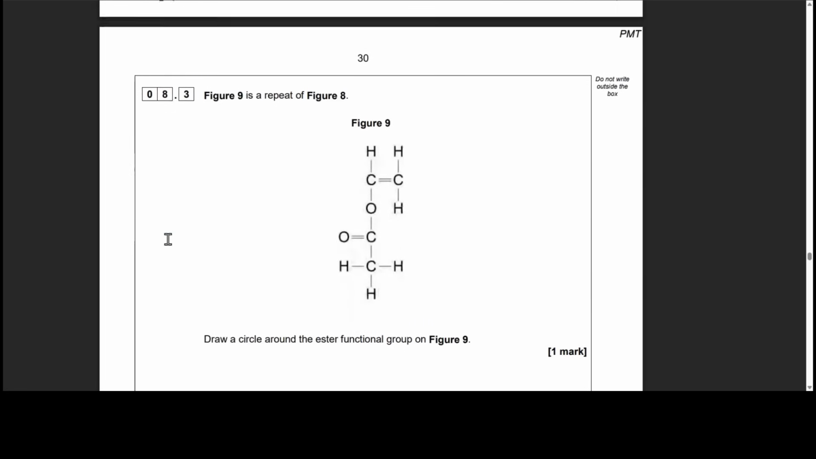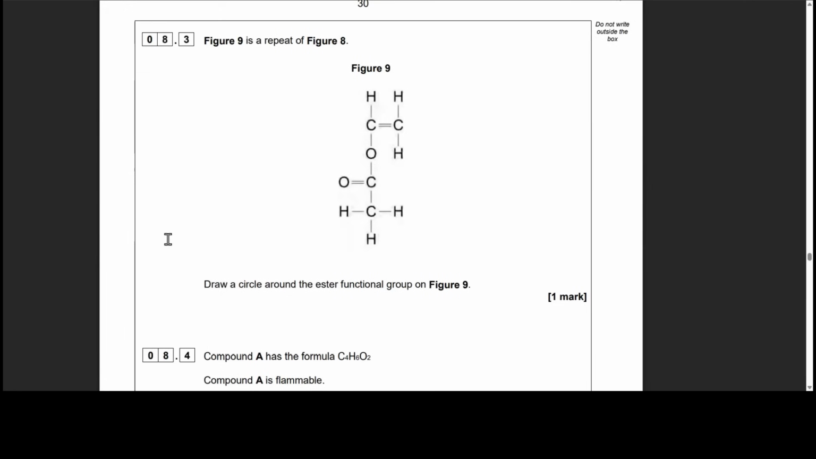Let's go. 8.3. Figure 9 is a repeat of figure 8. Got that again. Draw a circle around the ester functional group. Now, ester functional groups, guys, those of you on the trips, obviously, that is your ester functional group. So you're looking for something along the lines of that. I don't know why I put that diagonally, or you could do it like this. It can be straight up.